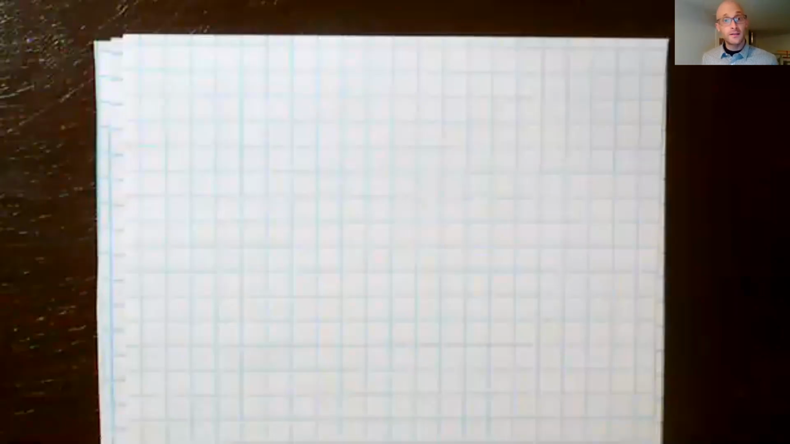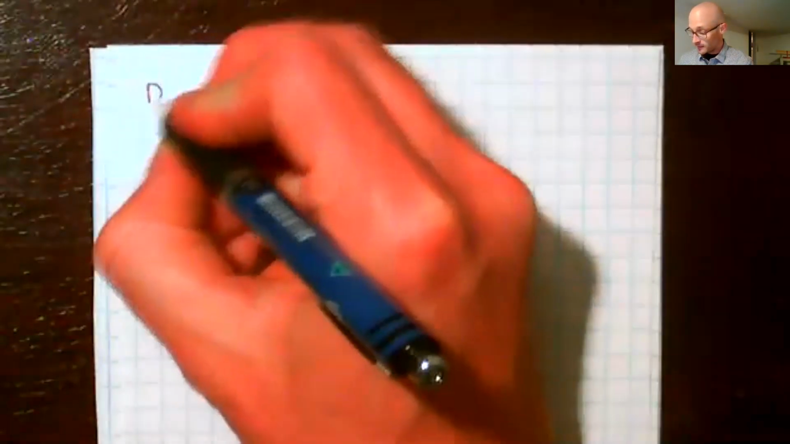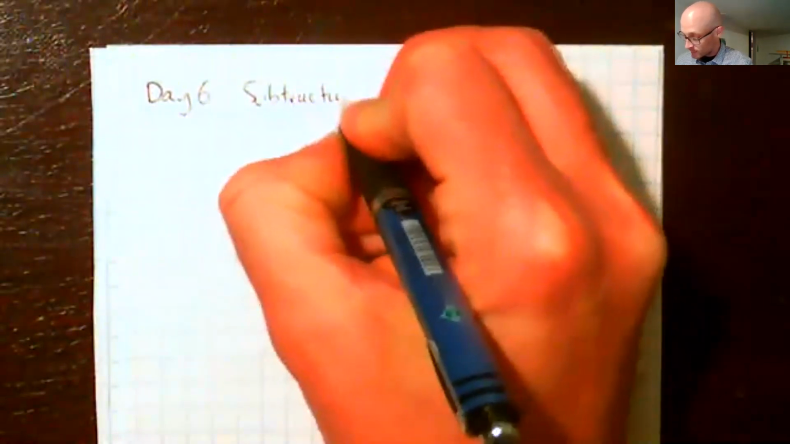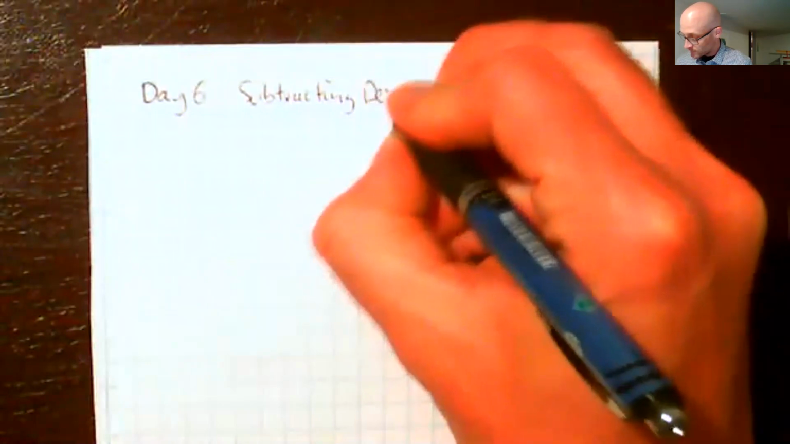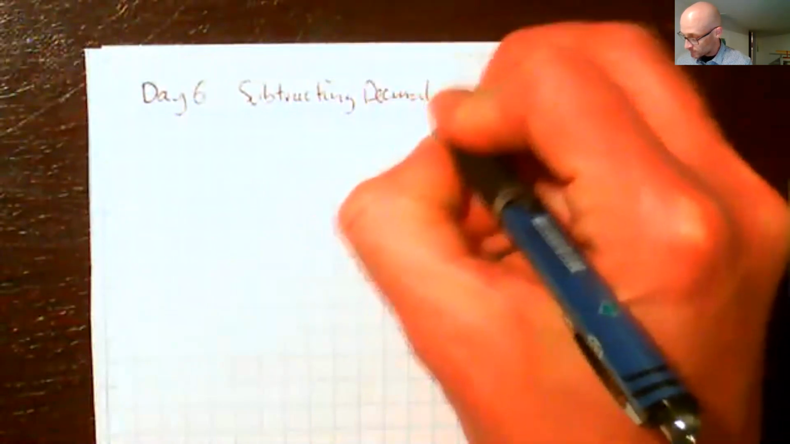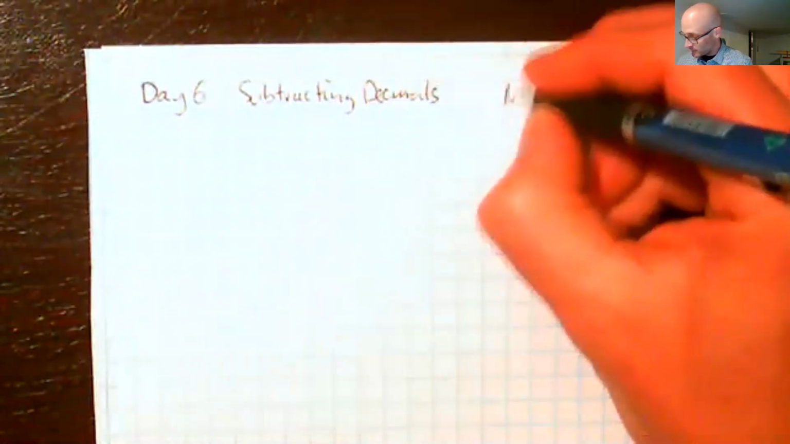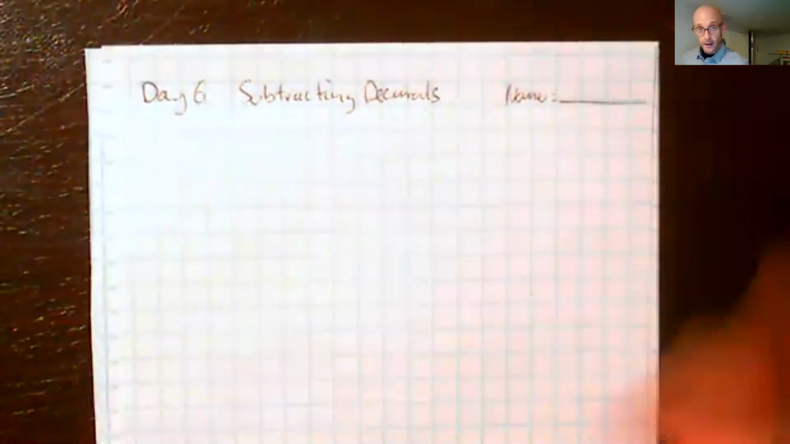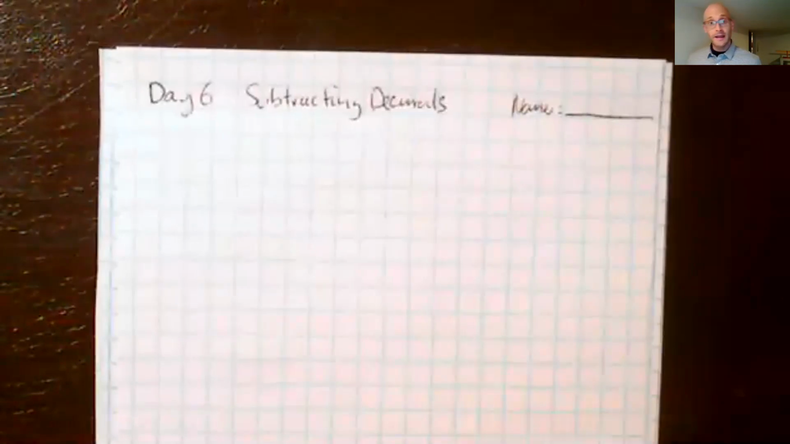So in order to make the day 6 subtracting decimals sheet, the first thing we're going to do is put our title in the top left-hand corner. Day 6, subtracting decimals. And a space for our name on the side. And then we're going to write our 9 subtraction problems with decimals today.